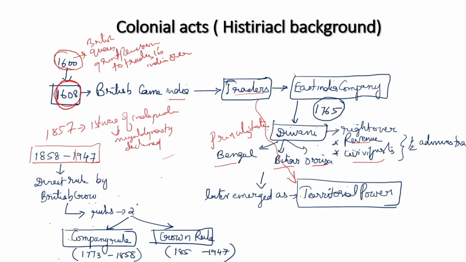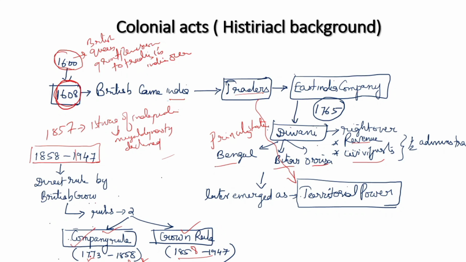For the ruling, the acts are divided into two forms: one is company rule and one is crown rule. The company rule starts from 1773 and ends in 1858, from the 1773 Regulating Act to the 1858 Charter Act. All these rules were for the purpose of regulating the company's affairs. After 1858 to 1947, the rules are commonly called the Crown's rule.